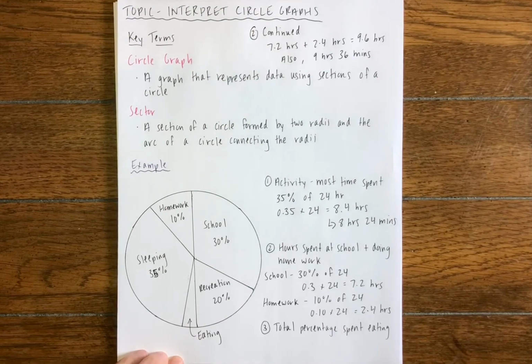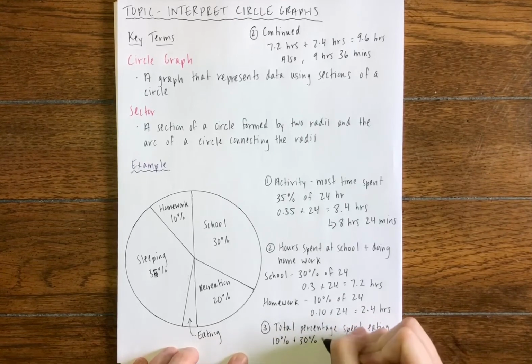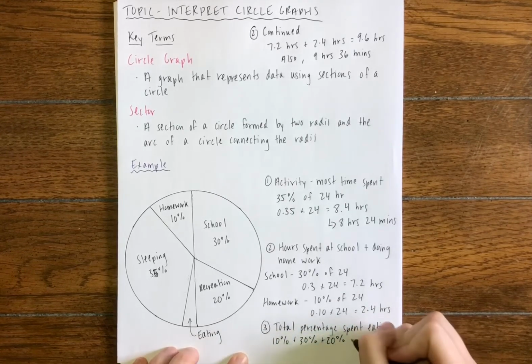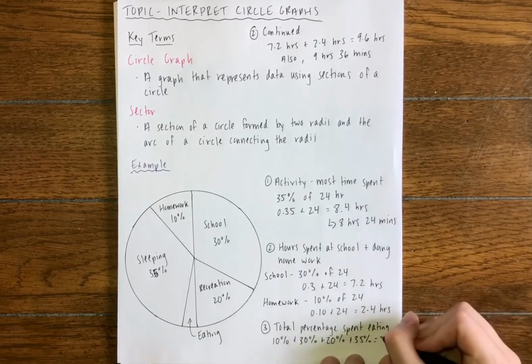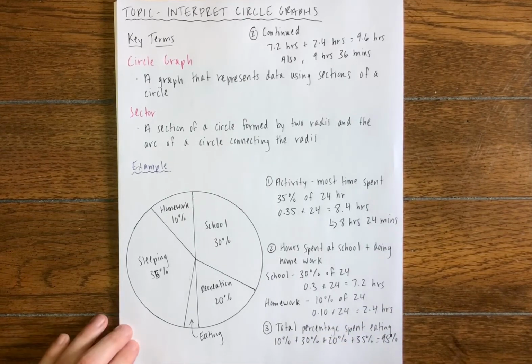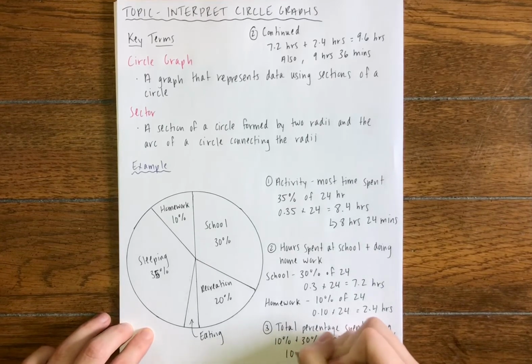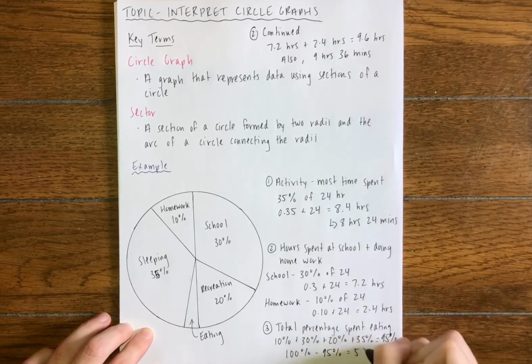And then for the last question, it's asking for the percentage spent eating. So this circle graph doesn't give the percentage for eating. What you can do is add up all the percentages. So we have 10%, 30%, 20%, and 35%. And it should add up to 95%. Since we know that a circle graph is always 100%, we take 100%, subtract 95%, and your answer is 5%.